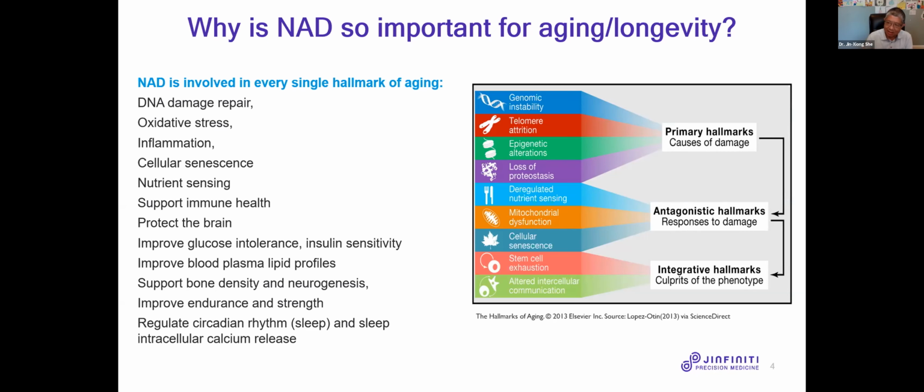So you can read the slides probably faster than I can read. The bottom line is NAD plays such an important role in all biological processes, and therefore it's also very important for anti-aging or to improve our longevity.